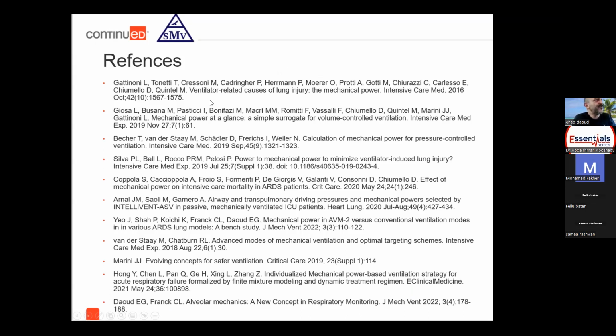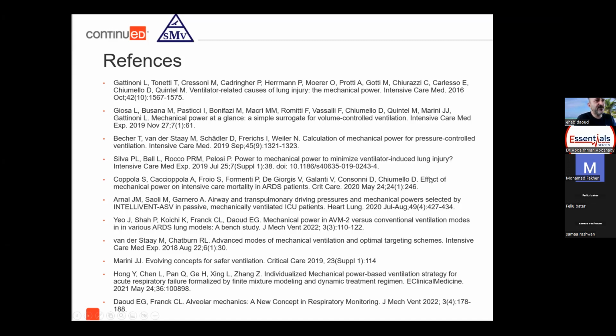Those are some of the references, Gattinoni, Giosa and Becher, the ones that we talked about, on how to calculate the mechanical power. This is the one, also a very nice article, that talks about how to minimize ventilator-induced lung injury.